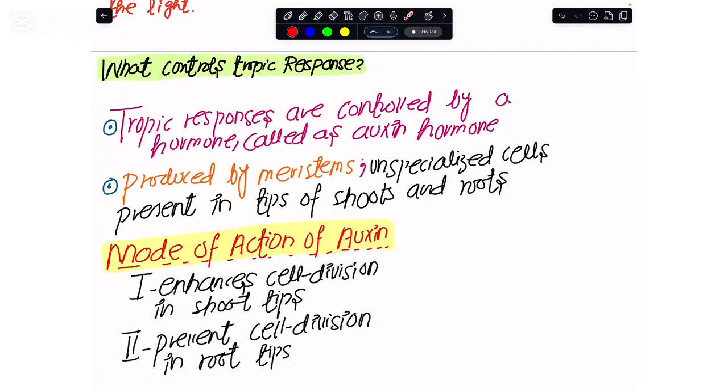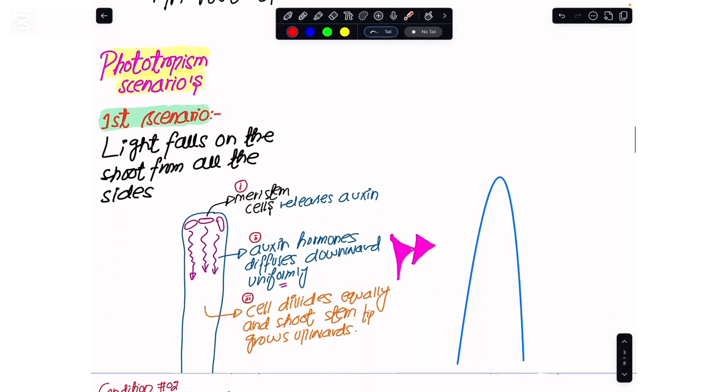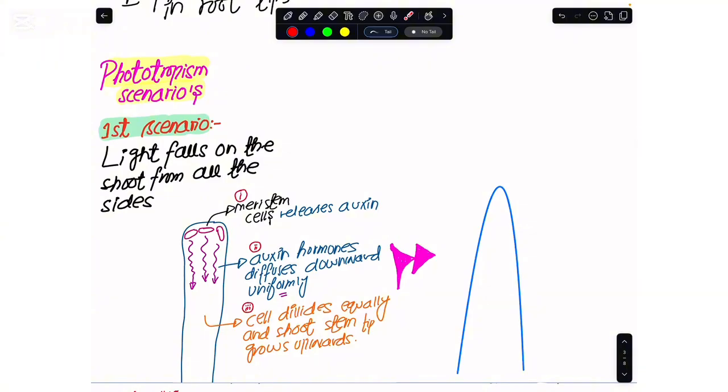And if we talk about the action of the auxin hormone in the root tips, there we would say that in the root tips this auxin would inhibit, or prevent, the number of cells increasing by cell divisions, or in another way, it would be inhibiting cell elongation. Now I will take you through multiple scenarios where we are required to justify the phototropism scenario.